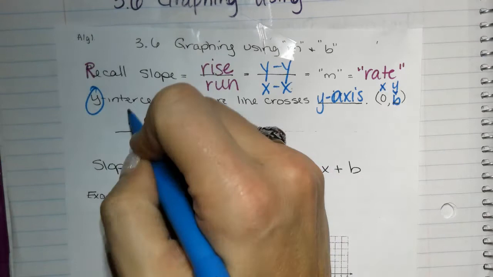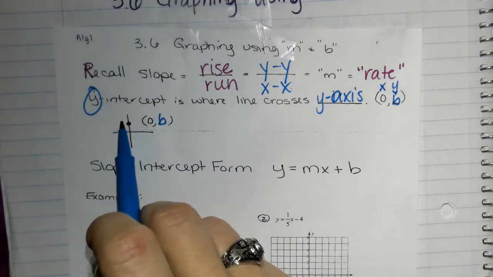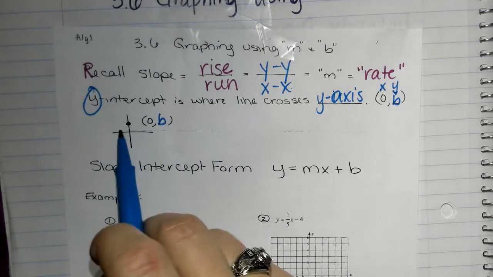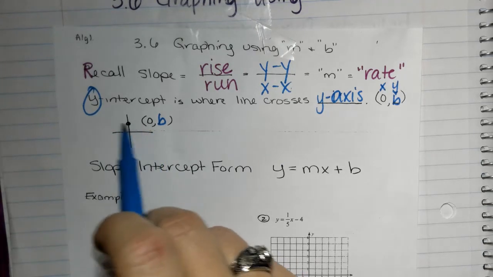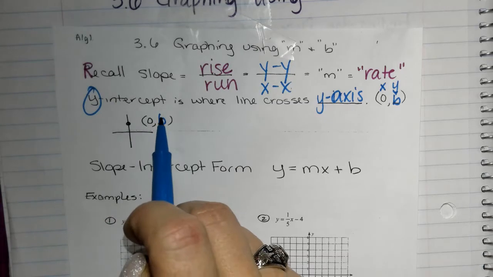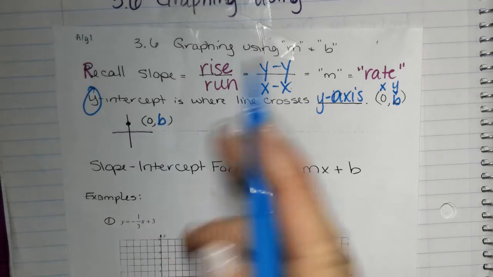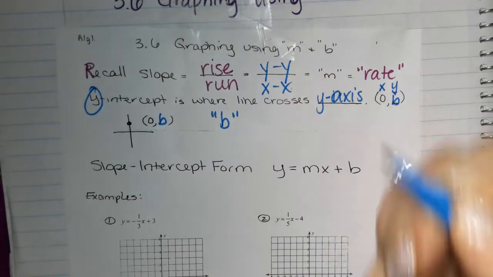We don't know what this number is on this graph. It doesn't tell us. There's no numbers to reference. But we know it's going to be at 0 x. It's not on any x, 0 x. And then the y is what we call b. So b represents the y-intercept.